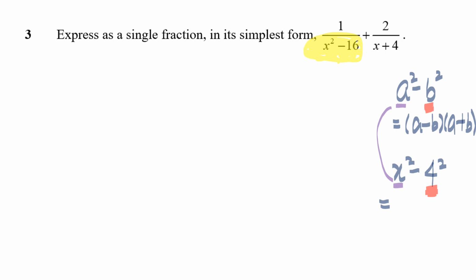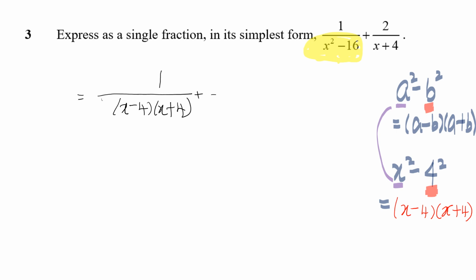So you factorize it into, a is your x, right? So x, and then b is 4, right? So you factorize into bracket x minus 4, close bracket, go back to x again, but in this case it is plus, and then 4. Okay, so the denominator will be x minus 4, x plus 4. And for the other fraction it will be just x plus 4.